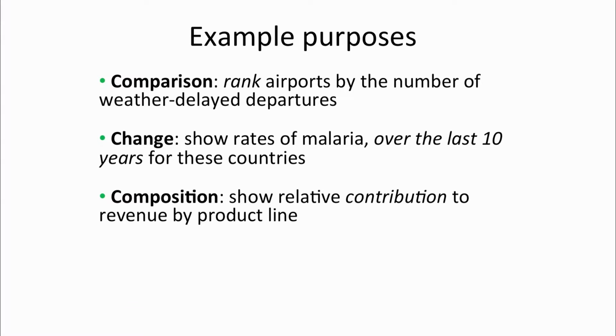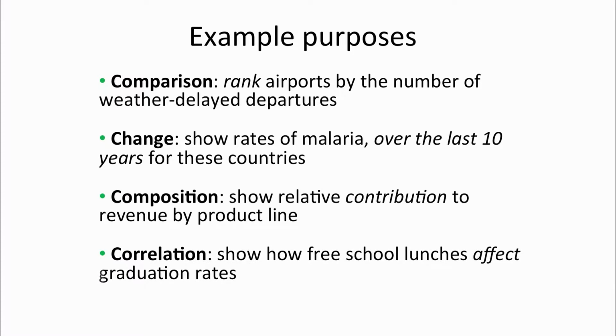Composition. What is the contribution to the whole? What are the different products that we have, and what is the revenue that we're getting from these different products, and how does that contribute to the entirety of the revenue that we're discussing? Correlation. If I change one variable, what happens to the other variables? So these are comparison, change, composition, correlation. These are sort of the big 4.